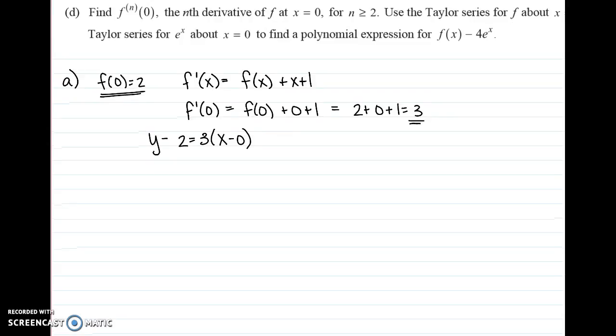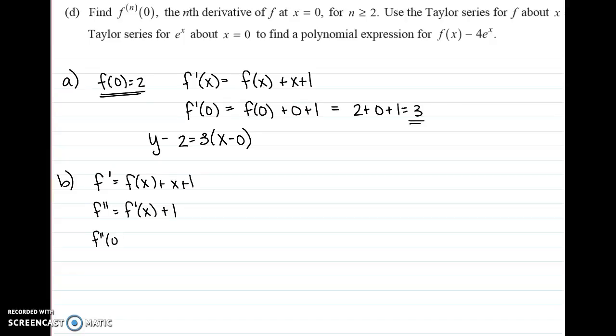1 point. Part B says to find f double prime of 0. So if f prime is f plus x plus 1, then f double prime is f prime plus 1 plus 0. And we want to find f double prime of 0. So we plug in 0. But f prime of 0 we found already. It was 3. So that's 3 plus 1, which is 4.